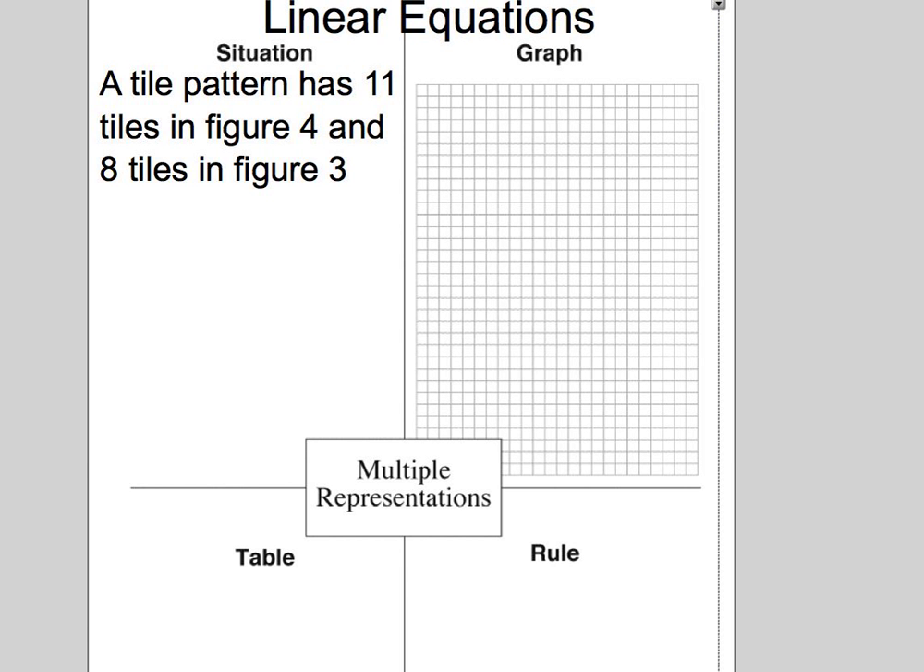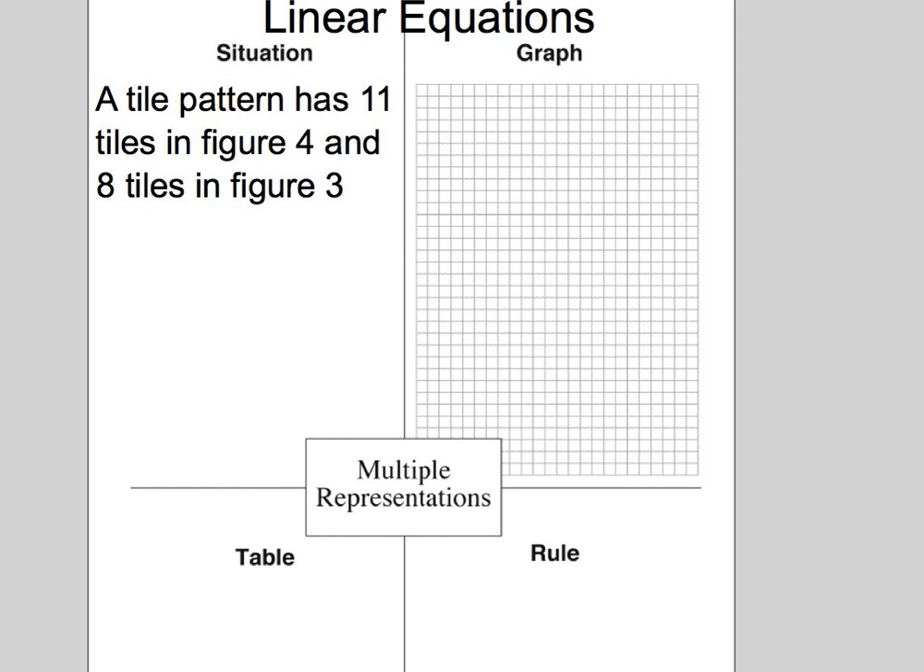So this is a video to go over the last note sheet for your packet of notes to take with you for next year. So first of all, you want to write down the situation that's described here. The tile pattern has 11 tiles in figure 4 and 8 tiles in figure 3. So remember, we used to work a lot with tile patterns. This is a very generic situation, but it is a linear situation, and that's why we're going to use it to make our graph, table, and rule.